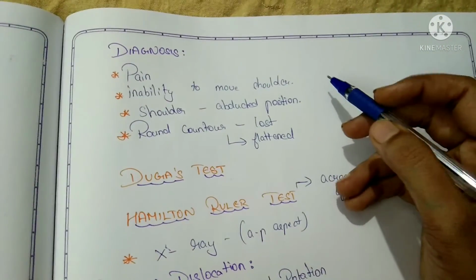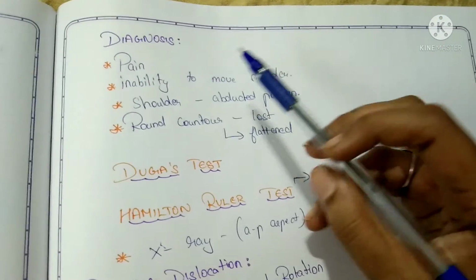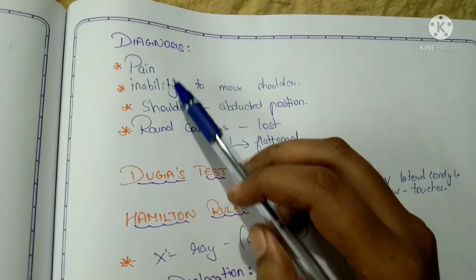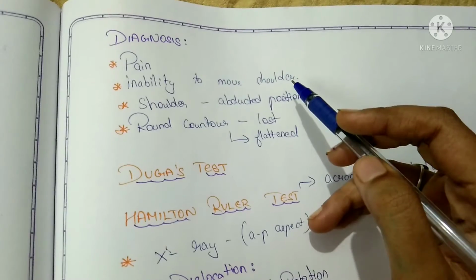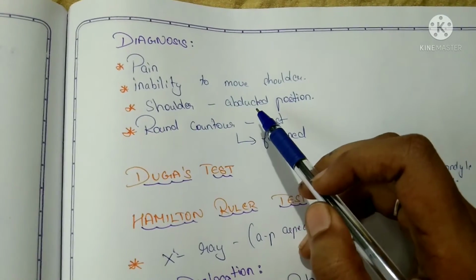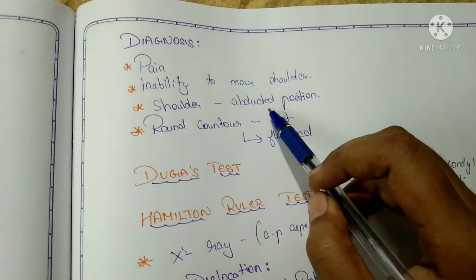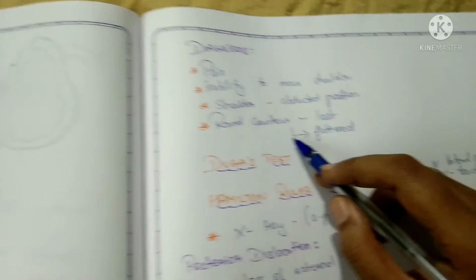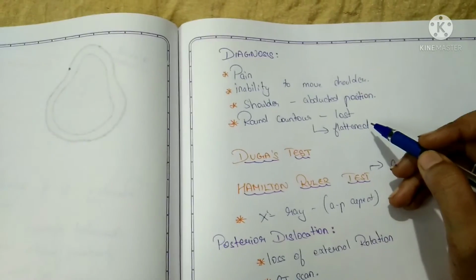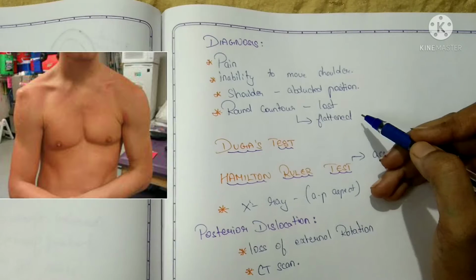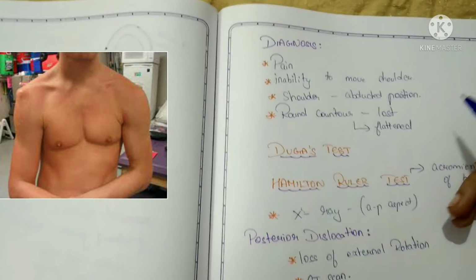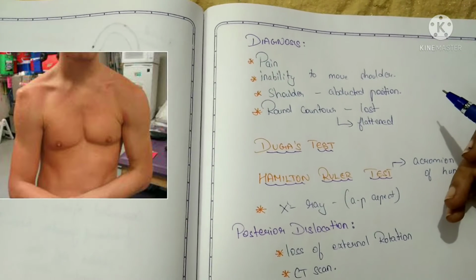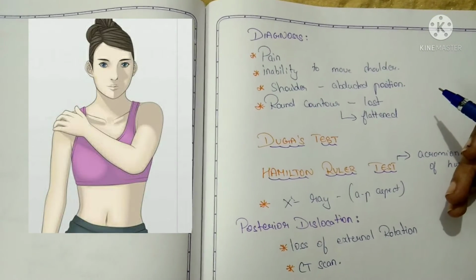Then the diagnosis. Here the patient will come with a history of fall on an outstretched hand, and he will have pain and inability to move the shoulder. The shoulder will be in an abducted position, and the round contour of the shoulder will be lost and it will look somewhat flattened. Can you see in the picture the right shoulder is somewhat flattened than the left shoulder? Can you see it?